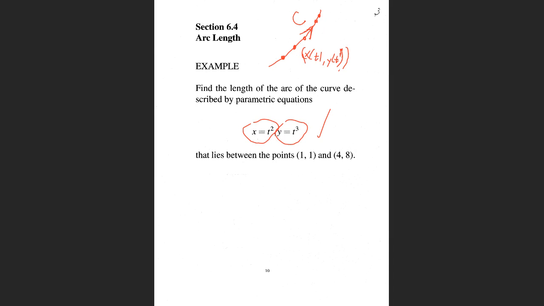We want to find the length of the arc described by these two parametric equations that lies between the points (1, 1) and (4, 8). So what would be important for this problem to have? What seems to be important for all the problems in chapter 6? What seems to be important to have? A picture. That's right. A graph.